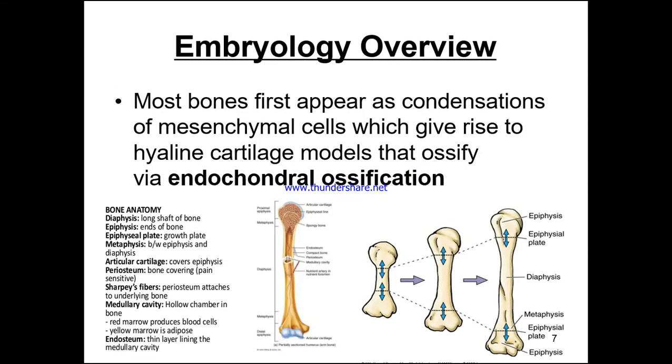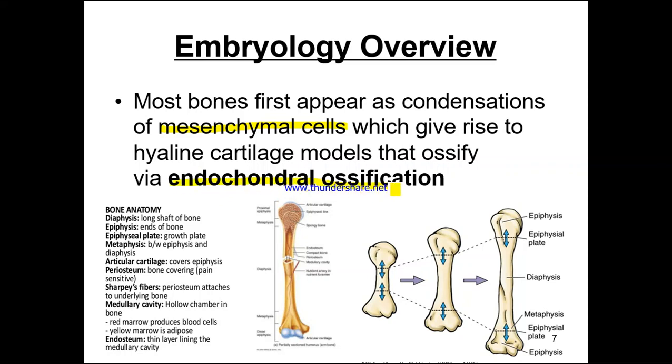So we're going to start by looking at the embryological development of bone and how bone forms, and then we're going to start to look at the anatomy of bone. So most bones first start to appear as condensations of something called mesenchymal cells. So I'm just going to highlight these for you. And they give rise to something called hyaline cartilage models that ultimately ossify via something called endochondral ossification.